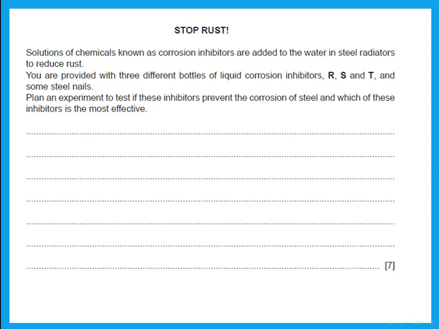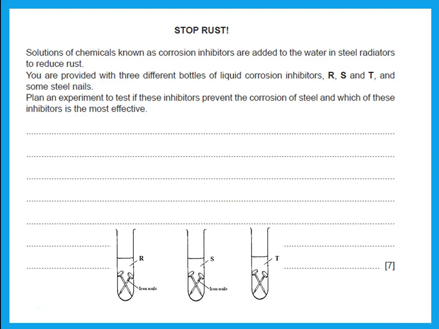And you're supposed to plan an experiment to test if these inhibitors prevent the corrosion of steel and which of these inhibitors is the more effective. So basically we want to see which one doesn't rust or which one rusts less. Remember we said in order to know whether a piece of iron nail, for example, or a steel nail rusted more or less, this is seen from the change in mass. So if we leave the nails and the mass increases a lot, that means it has rusted a lot. If it doesn't increase a lot, that means it hasn't rusted. So basically we're trying to compare 3 solutions, R, S, and T, and some steel nails.